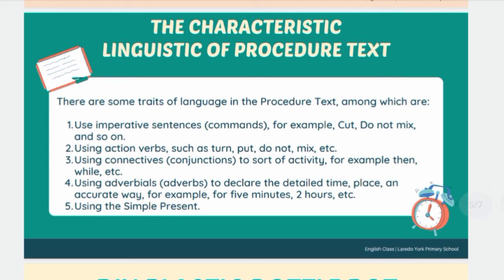Okay, and then we will talk about the linguistic characteristics of procedural text. There are some traits of language in the procedural text, among which are: first is using imperative sentences. For example, cut, do not mix, and so on. Number two is using action verbs such as turn, put, mix, etc. Number three is using connectives or conjunctions to sort the activity. For example, then, while, etc.